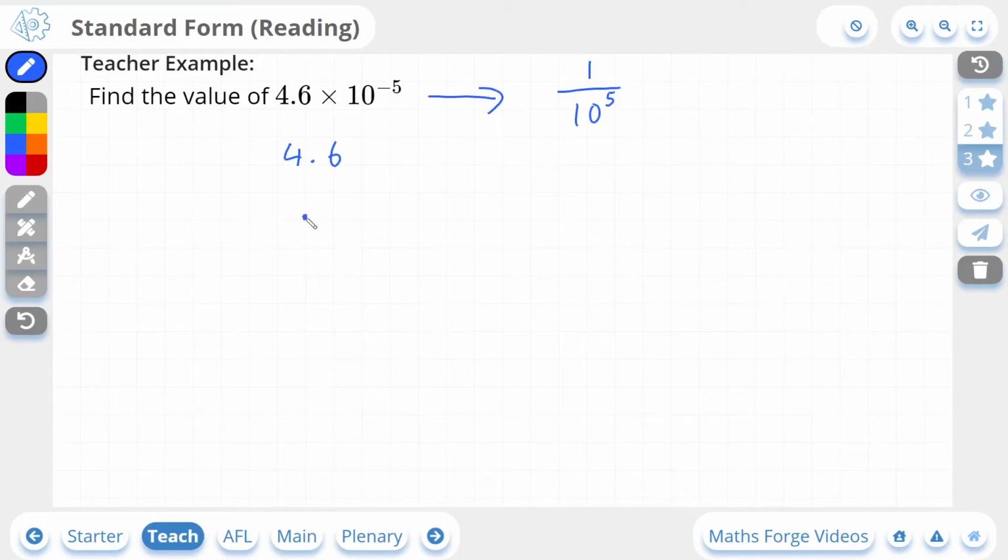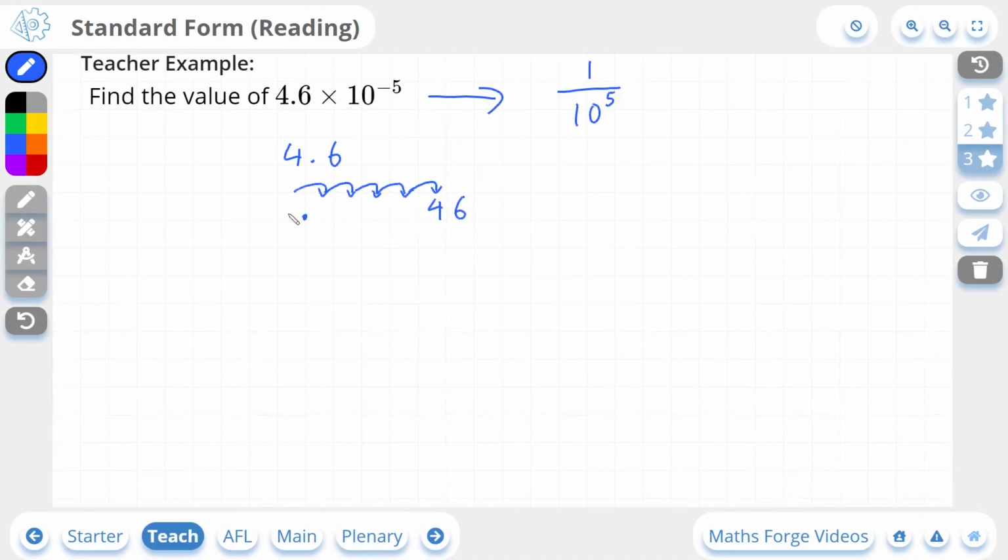So what does that look like? Well, the 4 that was in the units column now is going to be in the tenths, hundredths, thousandths, 10,000ths, 100,000ths. So it's going to move 5 places to the right. And you can see it in the question. The power of 5 is an indication of how many places it's going to move. And the negative is an indication that it's going to move to the right. So this 4 will now be here. And of course, the 6, which was to the right of it, is going to follow suit. So it's going to be right here next to it.